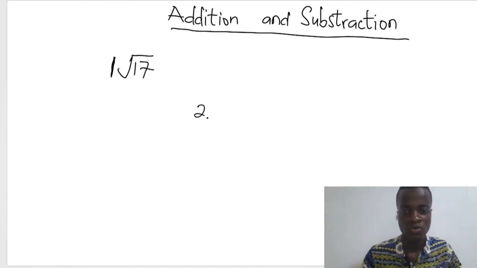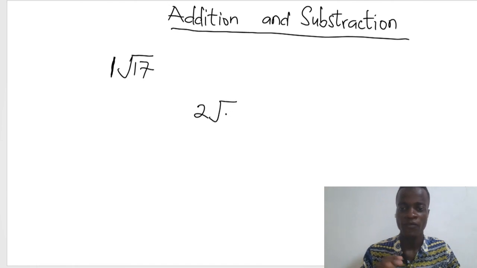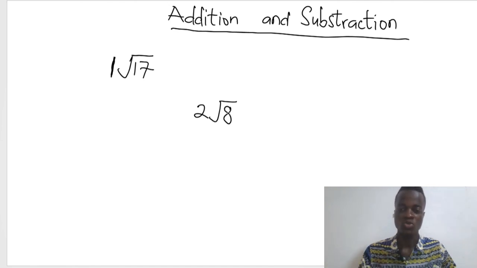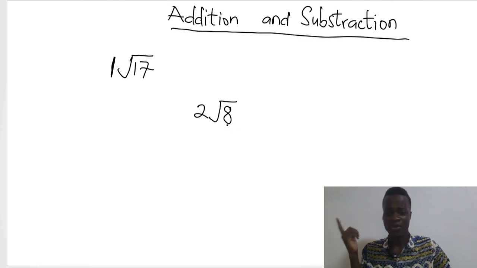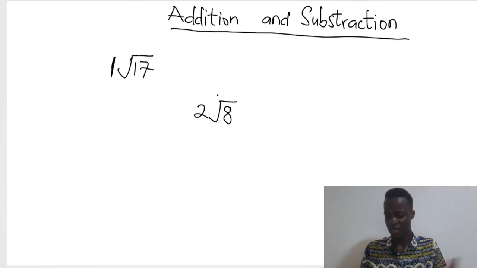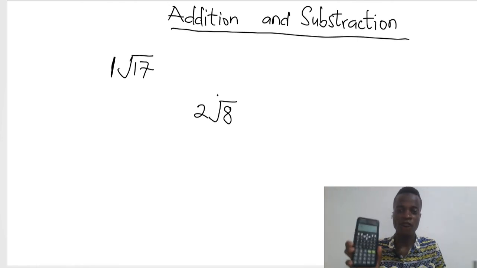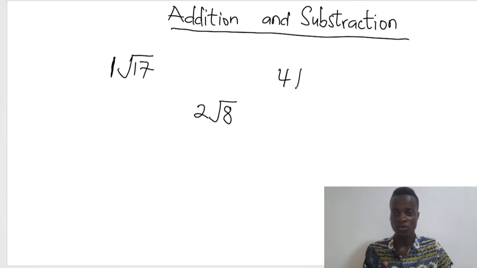Let's say we have 2 square root of 8. There's already a 2, and you know that this number will undergo reduction, but you don't have to worry much. Let's put it in your calculator. At this point, you are going to use the calculator. So 2 square root of 8. The calculator gave us 4 square root of 2.